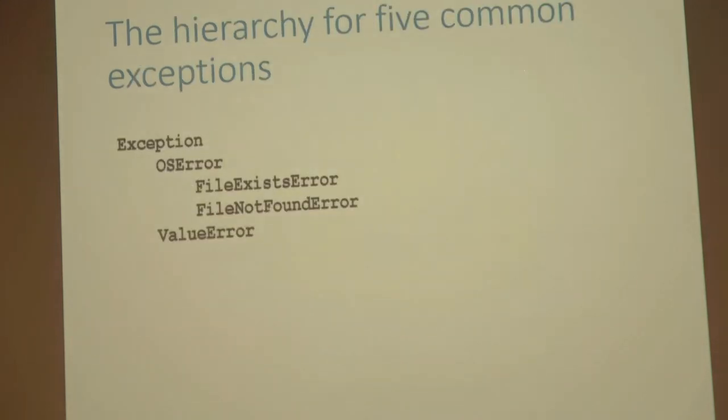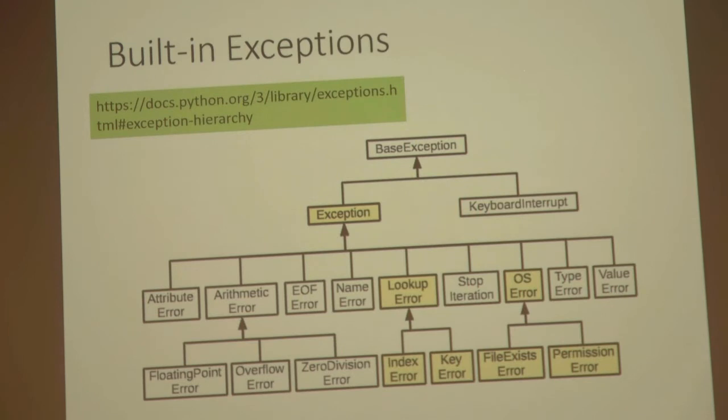So we already saw that. I need you to take a look at the hierarchy for the exceptions. Usually there is a hierarchy. The exception has inside it OS error and inside it value error. Inside the OS error there is file exists error and file not found error and many others. So take a look in here. I gave you the link, you can go to the link and learn more about it. As you look in here, there is a base exception.